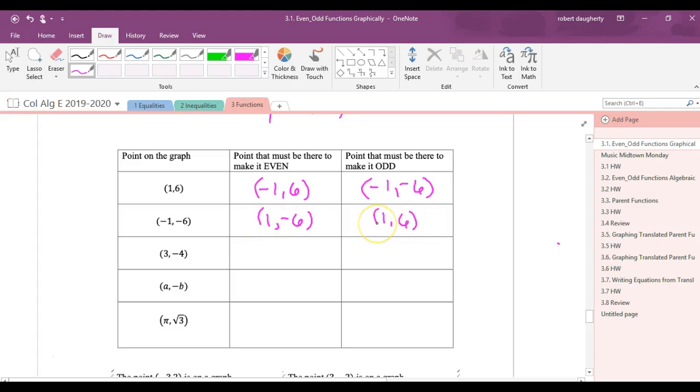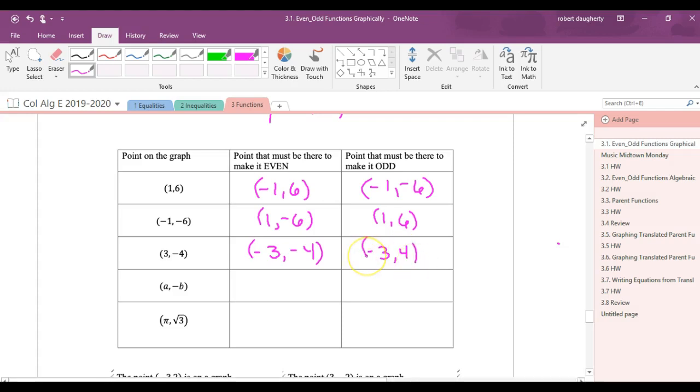1, 6, okay? So what you see here is I'm looking at the x value. I'm changing the x value to the opposite side of the axis. If it's even, the y values match every time. If it's odd, the y values are opposite. So in this case, if the function is even, what else has to be here? Negative 3. If it's even, negative 3, negative 4. What that means is if your x values change, your y values stay the same if it's even. If it's odd, what has to be there?